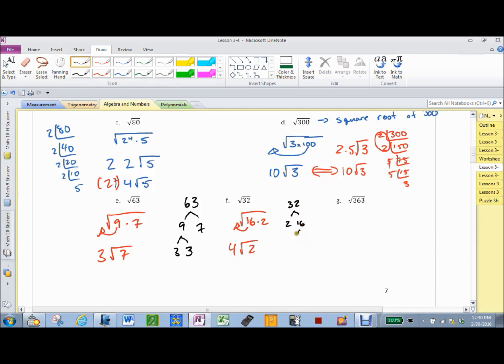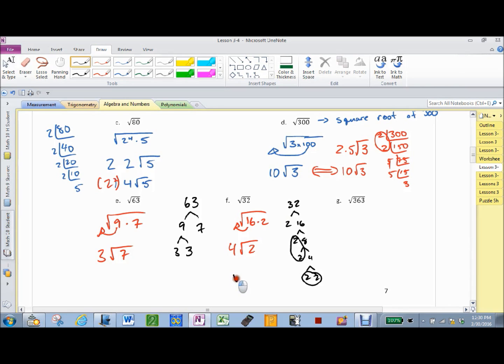2, 16, 2, 8, 2, 4, 2, 2. There's a group of 2. There's a group of 2. 2 groups of 2 gets me 4. And what did I leave under there? This last single 2. Everybody see how it works?